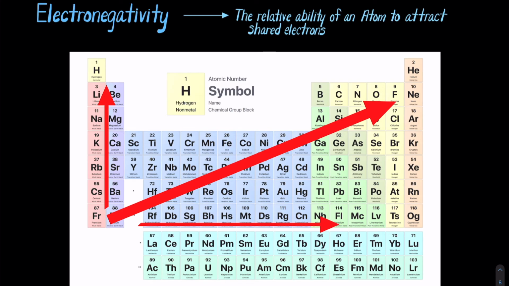So the last trend that is highly important, moving through general chemistry, organic chemistry, and into biochemistry and all your other chemistry courses, is electronegativity. Electronegativity is a measure of the attractive force that an atom will exert on an electron in a chemical bond. The greater the electronegativity of an atom, the more it attracts electrons within a bond. This trend increases from the bottom left to the top right.